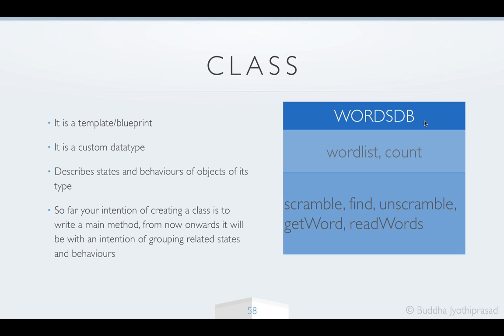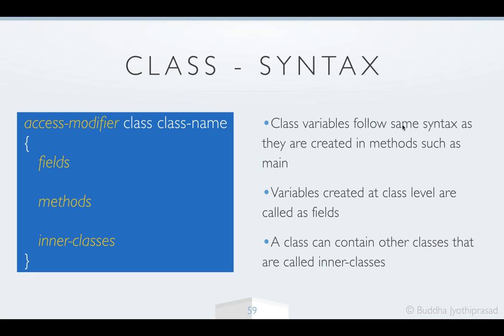Okay. To put it in even more simplistic language, the second set is the operations that can be performed, and the first set is the data that it can store, or just the properties of this wordsDB class. So this way, every class will contain properties, which are actually called fields, and the operations, which are actually called methods. Some people also call them behaviors. Doesn't really matter, as long as you understand the concept, it's well and good.